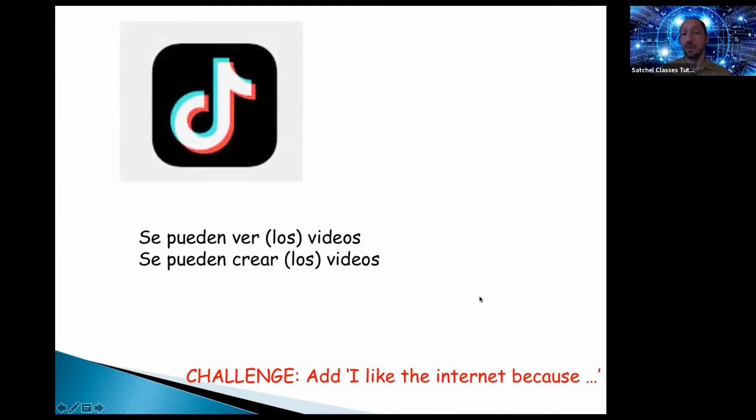You can also watch videos, se pueden ver los videos o se pueden crear los videos. Now, I have put these "los" in brackets. Why? Well, because you can use either, you can say either se pueden ver videos, so you don't need to use los, or you can say se pueden ver los videos. Now, which one is better? Either. There's no difference whatsoever. It depends on how you feel more comfortable. So if you feel more comfortable saying se pueden ver videos, that's fine. But if you want to say se pueden ver los videos, that's absolutely fine. There's no problem whatsoever in that case.